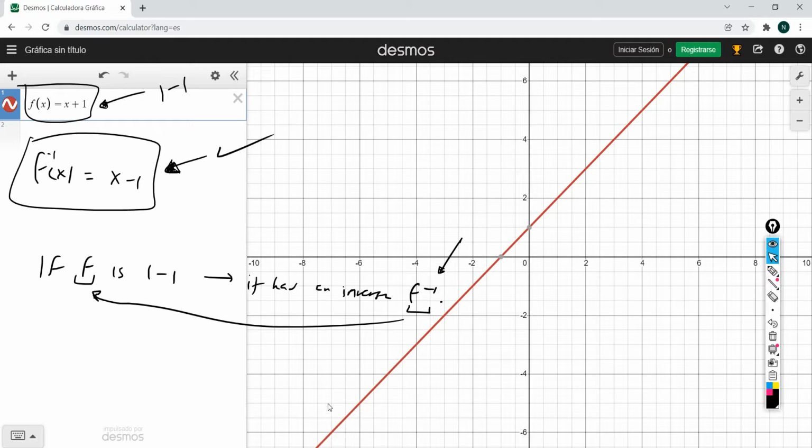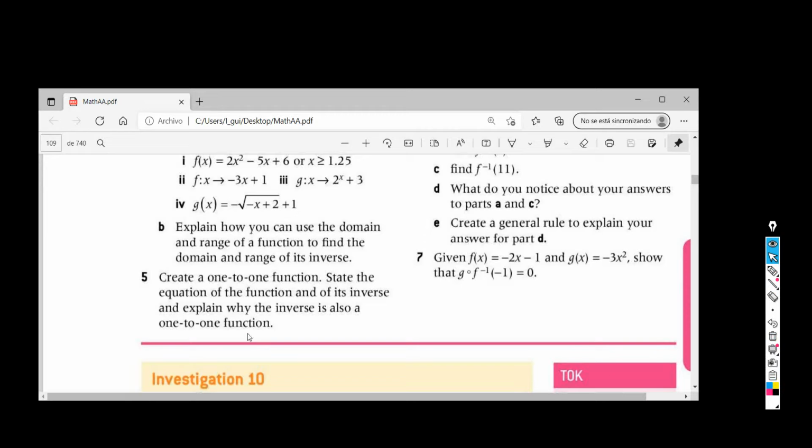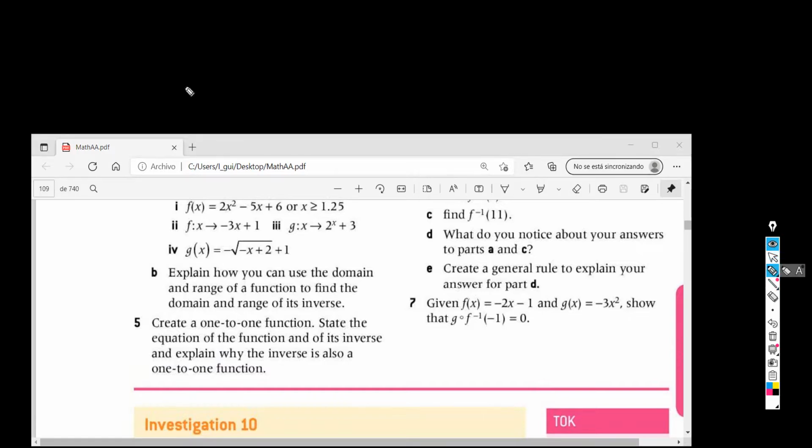I already found a way to explain to you guys why f inverse has to be one-to-one. Once again, let me redo the whole thing for you here. What is the question? The question was creating a one-to-one function. I already did, which was f of x equals x plus 1. This is a one-to-one function as demonstrated by taking a look at Desmos, right?